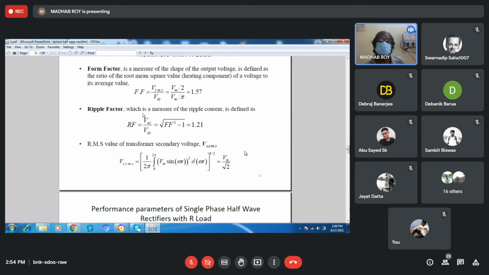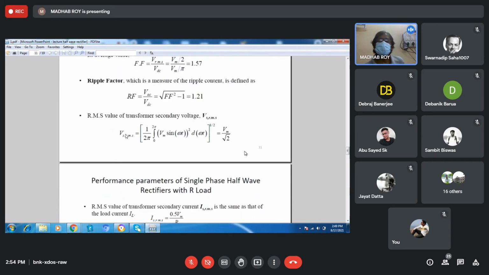And there is the ripple factor. It is also V AC by V DC. We have already calculated V AC. So it is the square root of the form factor square minus 1, which is 1.21.